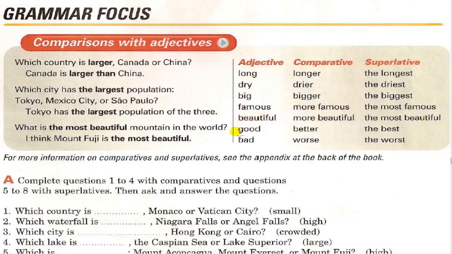Irregular adjectives do not follow the rule. An adjective like good should be what? Gooder, E-R, goodest, but no. Here in the adjective good, better, the best. Bad, worse, the worst. Again, we're going to explain this in this PowerPoint presentation.